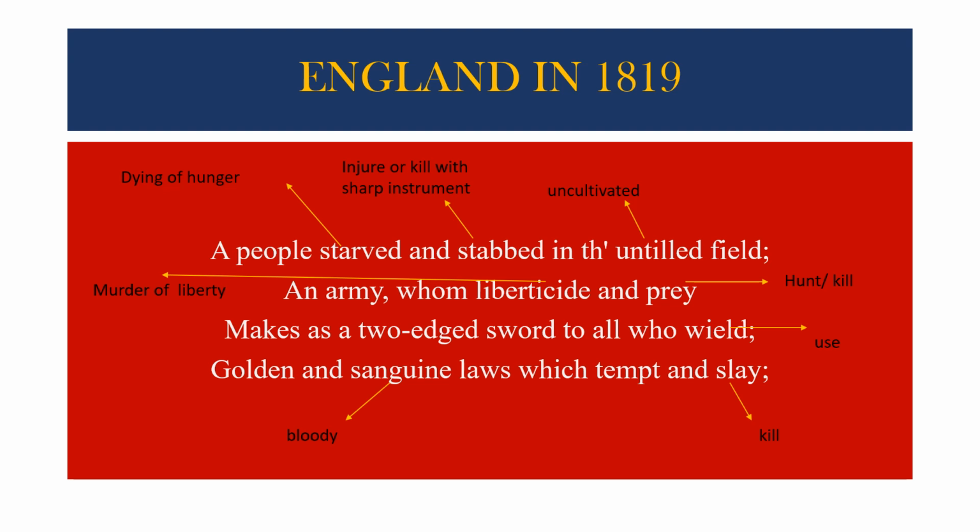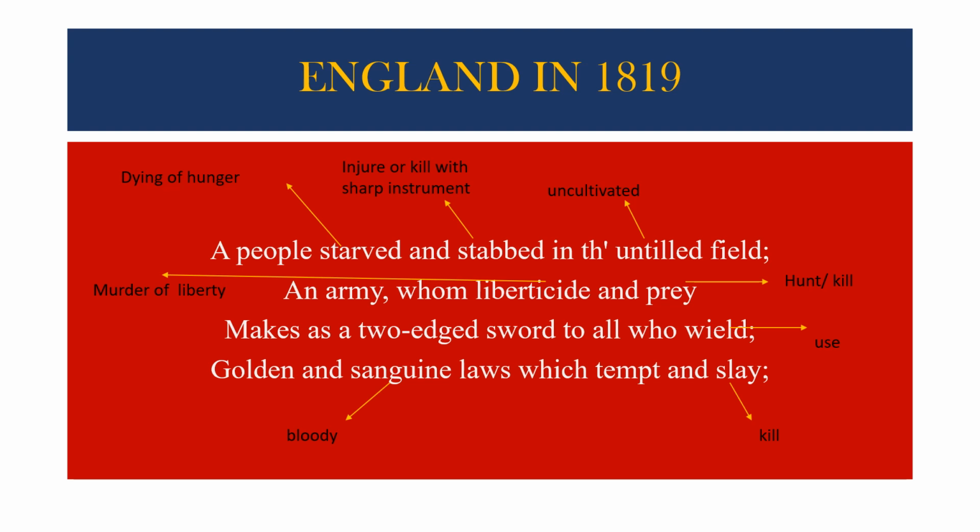Now, on the one hand, they are dying of hunger. On the other hand, they are stabbed in the untilled field. There is a reference here, untilled field. Perhaps it is a reference to the field where that gathering happened before Peterloo. Also, because of the corn laws, many fields were kept uncultivated. So people were in fact dying of hunger because of that.